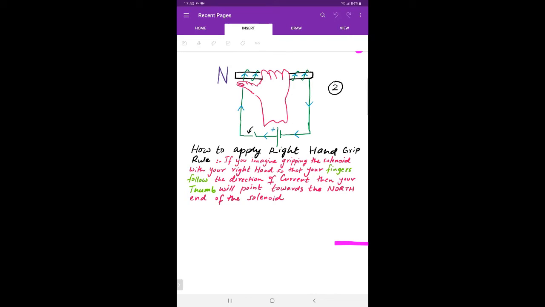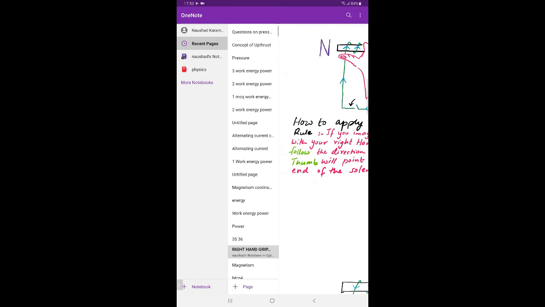तो ये ओ लेवल्स में करते थे आप लोग. So if you imagine gripping the solenoid with your right hand so that your fingers follow the direction of the current, then your thumb will point towards the north end of the solenoid. ठीक है, so I'm hoping कि अगर wordings आपने follow कर ली है ना, so based on this wording, let me change the slide ताकि apply कर सके.